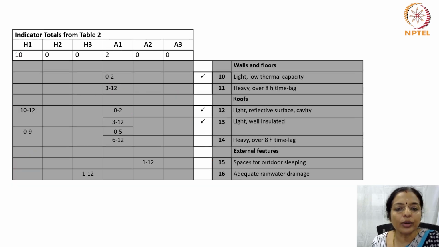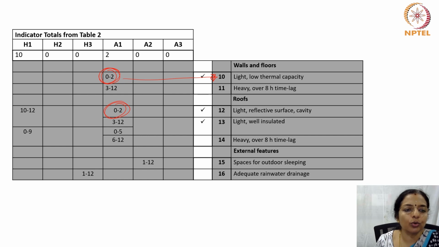In this manner, we complete other things like walls and floors. For this, we have A1. This is the criteria we will choose. Under this, it says that we must have light, low thermal capacity. Our A1 is 2, 0 to 2, so it falls under this range, and also H1 is 10 to 12. This means we should have a light reflective surface with probably cavity walls. Again, this is 10 to 12, so we could consider light and well insulated walls also.